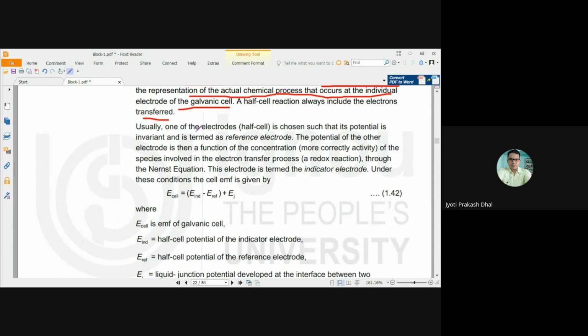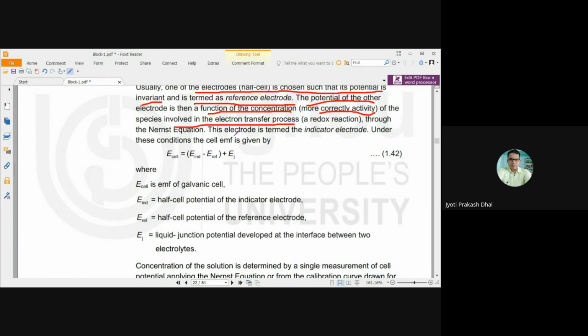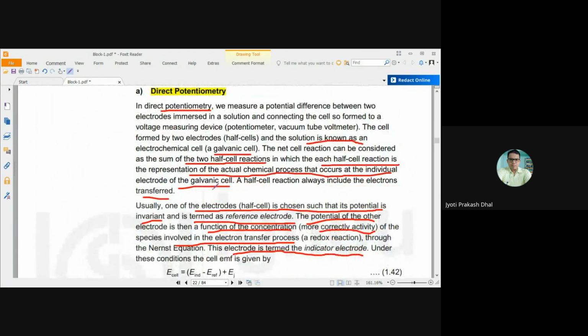Usually, one of the electrodes is chosen such that its potential is invariant, and that is termed as the reference electrode. The potential of the other electrode is a function of the concentration, or more correctly the activity, of the species involved in the electron transfer process through the Nernst equation. So this electrode is termed as the indicator electrode. That means in the direct potentiometry method, two half cells are connected to form the potentiometer.